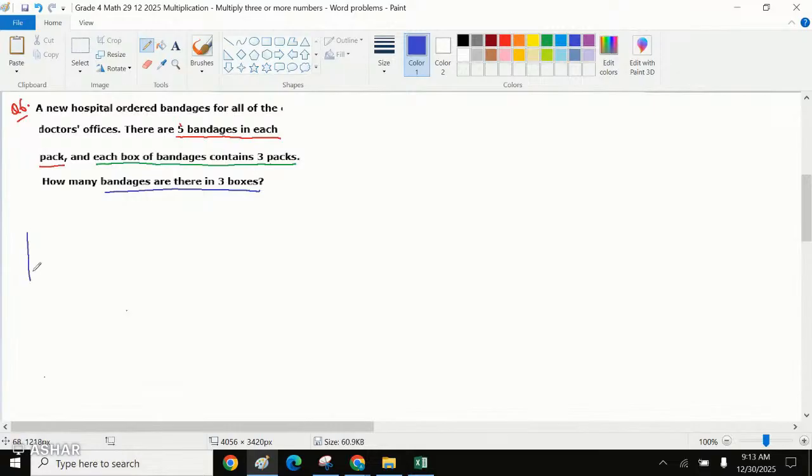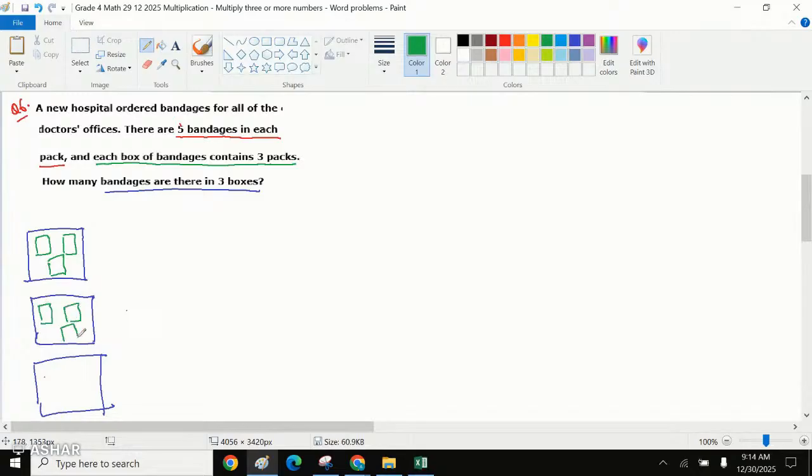So what we can say is there are 3 boxes, right? And each box has 3 packs. Each box has 3 packets in it, and each pack has 5 bandages in it. Agreed? So what we need to do is find how many band-aids there are in total.